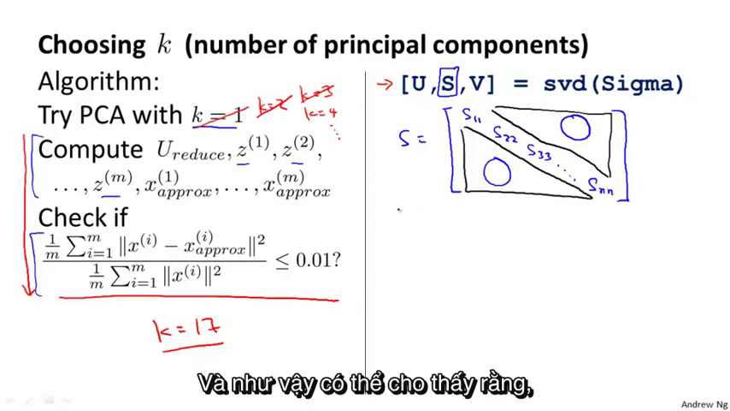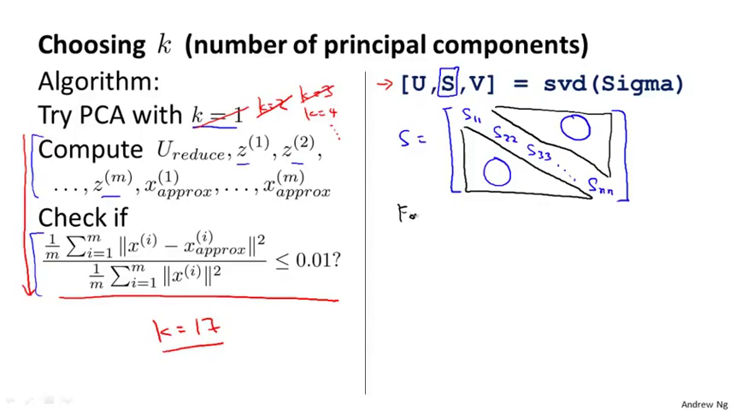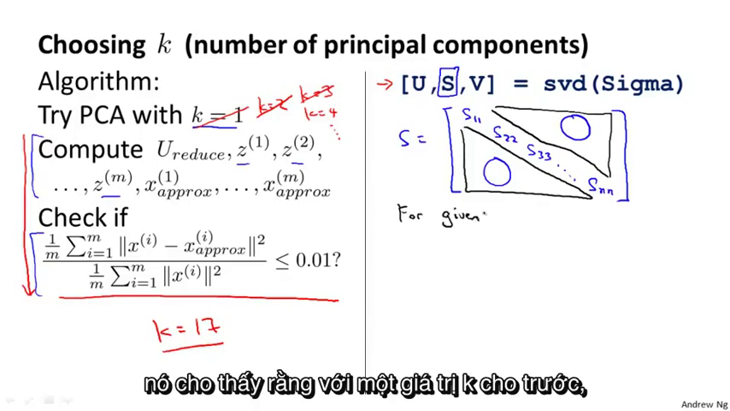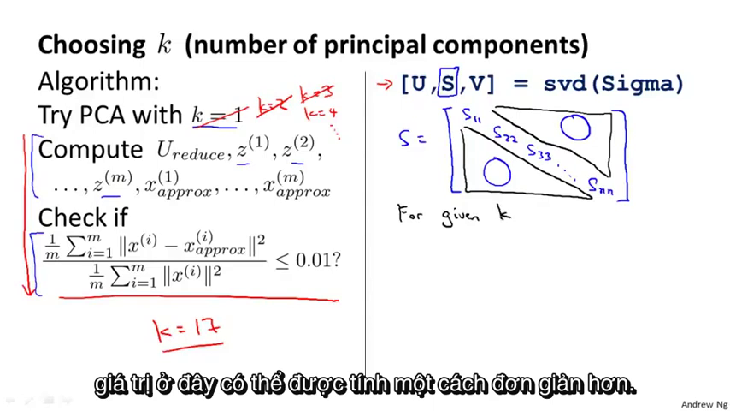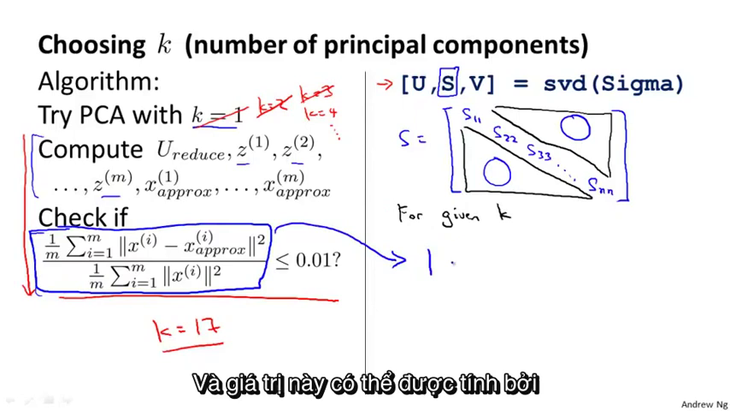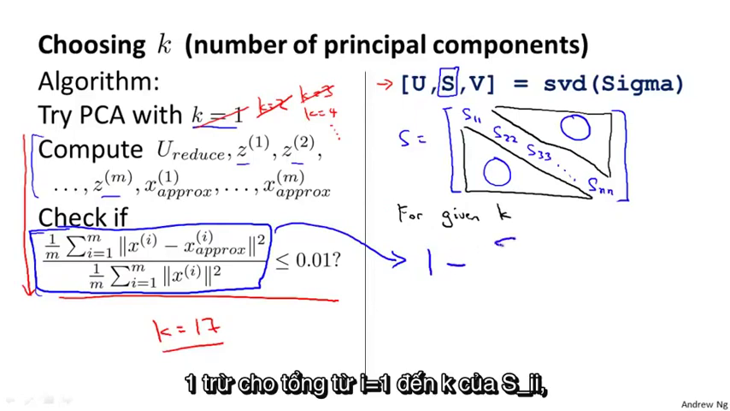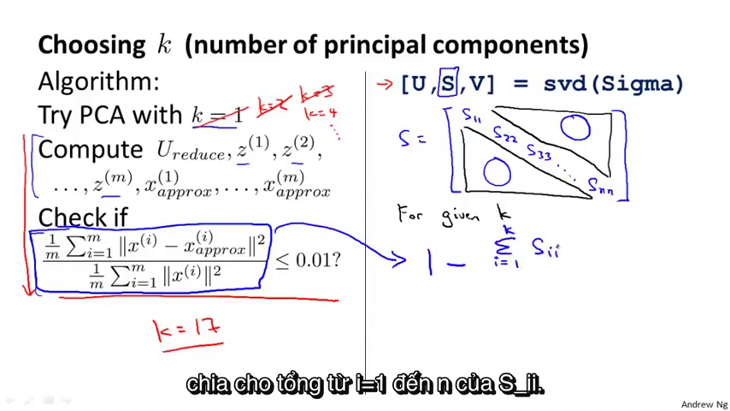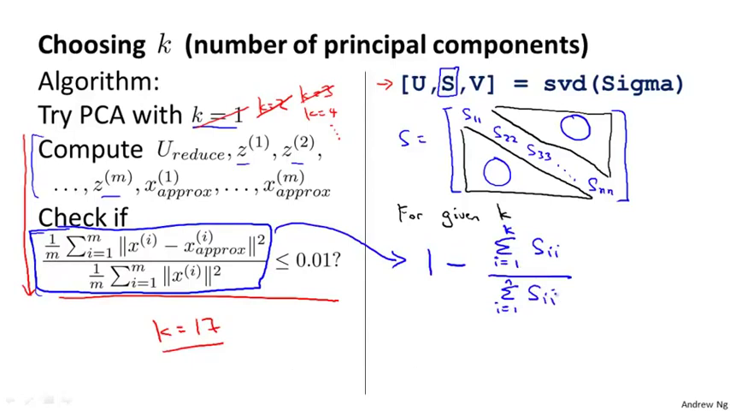And what is possible to show, and I won't prove this here, is that for a given value of k, this quantity over here can be computed much more simply. That quantity can be computed as 1 minus the sum from i equals 1 through k of Sii, divided by the sum from i equals 1 through n of Sii.